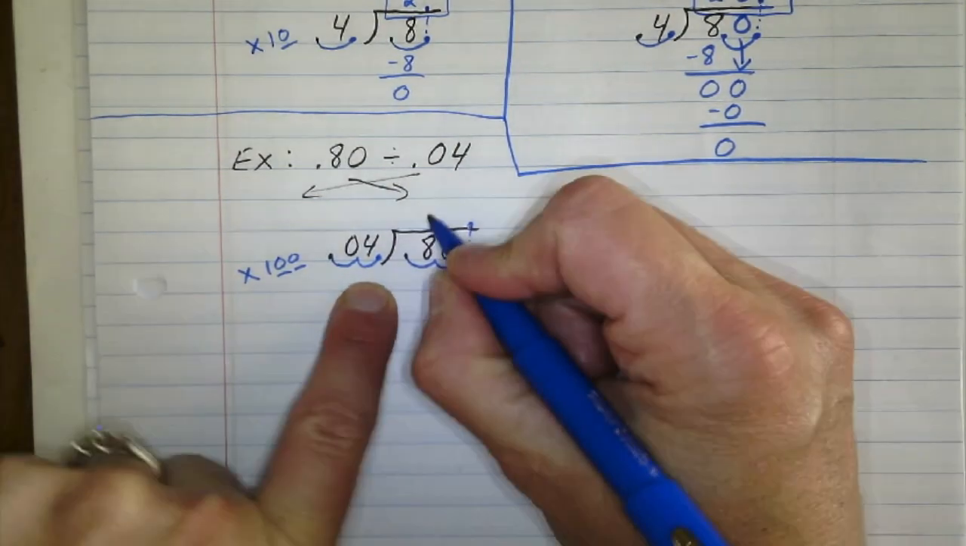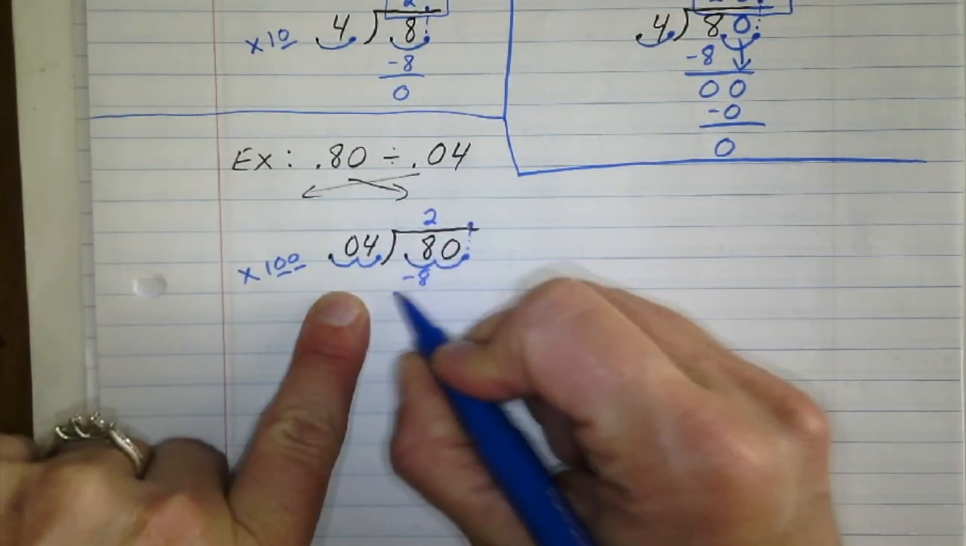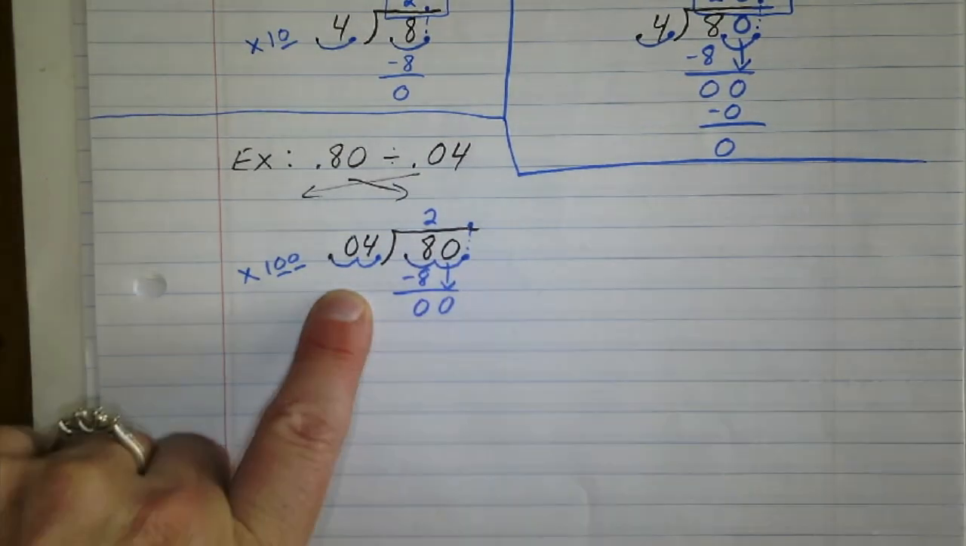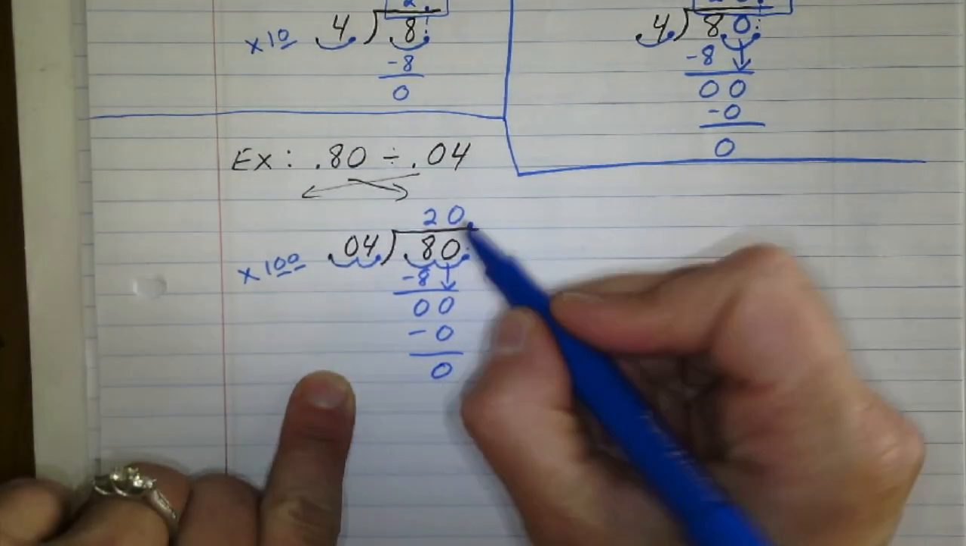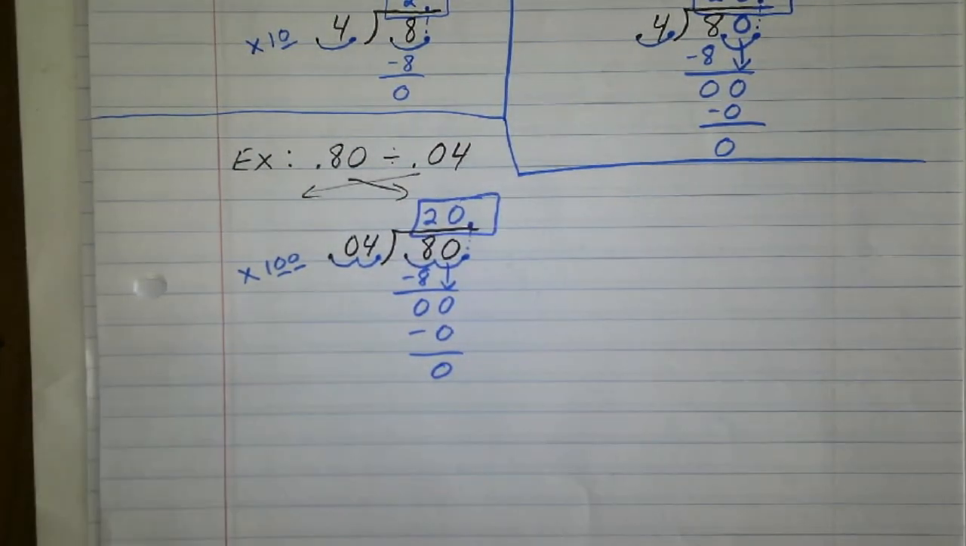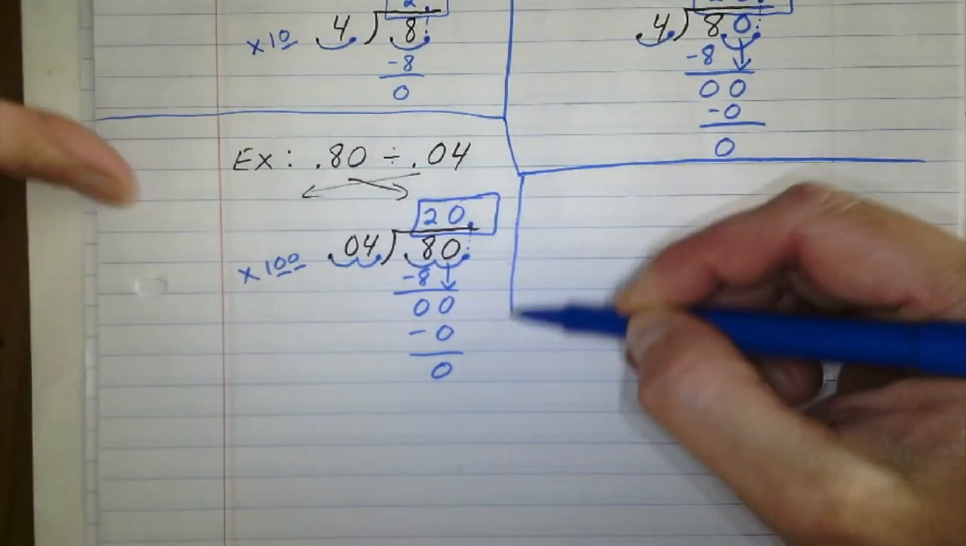4 goes into 8 2 times. We get 8. Subtract. Bring down the 0. 4 goes into 0 0 times. Subtract, and you end with zeros. Your answer is 20. 20 point. Still 20.